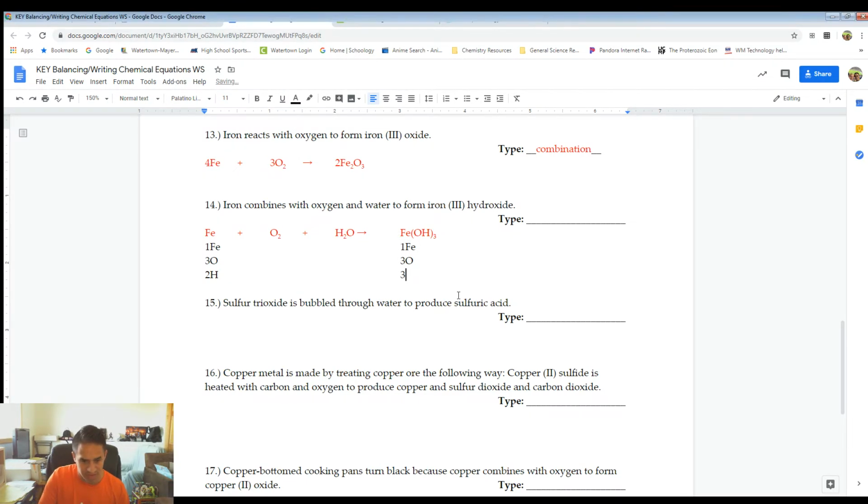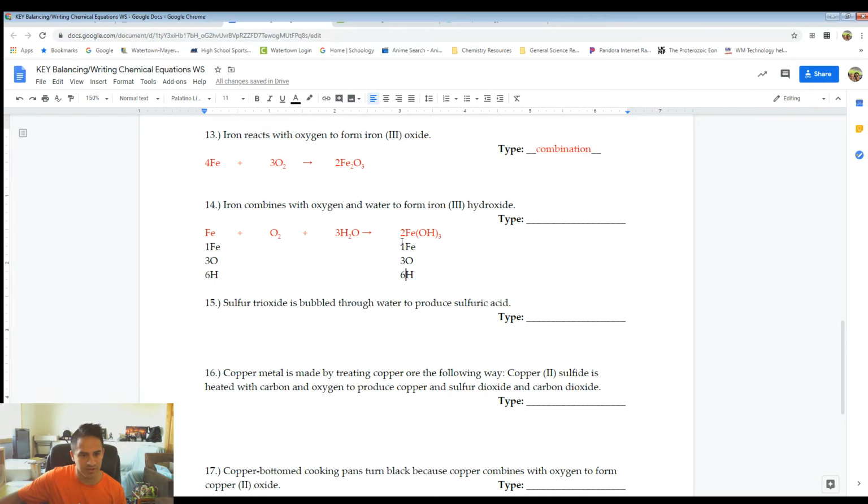And it gives us 3 hydrogens. So the hydrogen is the only thing that's not balanced, as we can see. So let's balance that out first. And like we did in other ones, we're going to have to probably make this 6. So let's put a 3 there. That's going to give us 6 hydrogens on the left. Let's put a 2 there. That'll give us 6 hydrogens on the right.